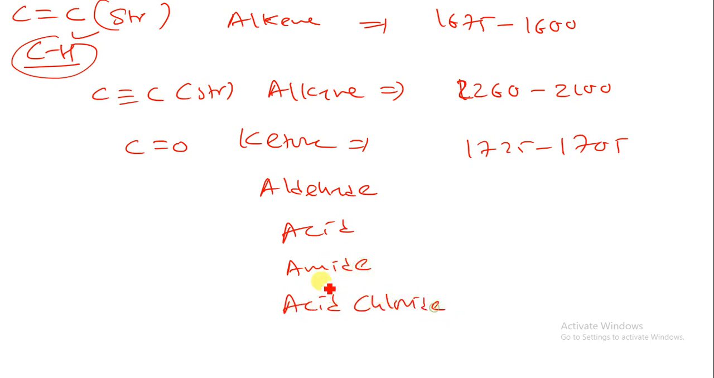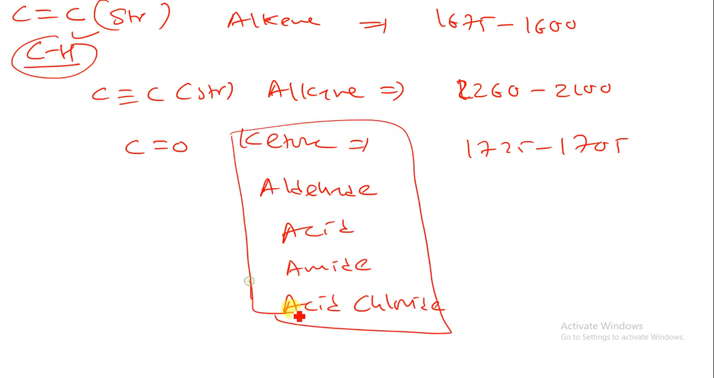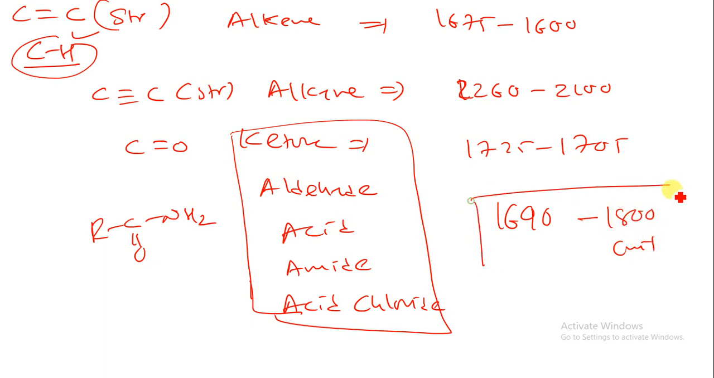For this I will explain later in my lecture: whatever functional group is attached to the carbonyl, that is the difference between an electron donating group and a withdrawing group. Now this carbonyl group comes at 1690 up to 1800. With electron donating and withdrawing groups, it will increase or decrease with respect to the ketonic group. So that is for the ketonic group.